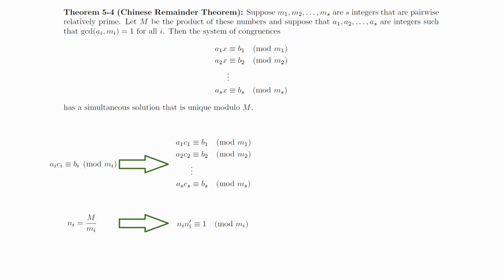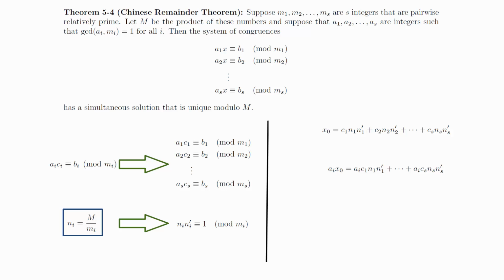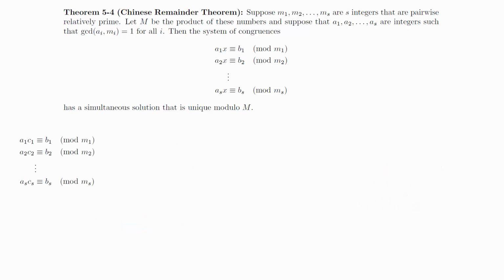We now have all the terms we need to write down our solution to the simultaneous equation. We will define x0 like this and explicitly show that it works by plugging it in directly. We will substitute for x in the ith equation. Notice that mi divides nj as long as i is not equal to j. This means that when we reduce the expression modulo mi, all but one term will reduce to 0. Notice that ni times ni prime is congruent to 1 modulo mi, and so this expression simplifies a little bit further. Lastly, we need to remember that the Ci were defined to be solutions to the ith congruence, and this completes the proof.